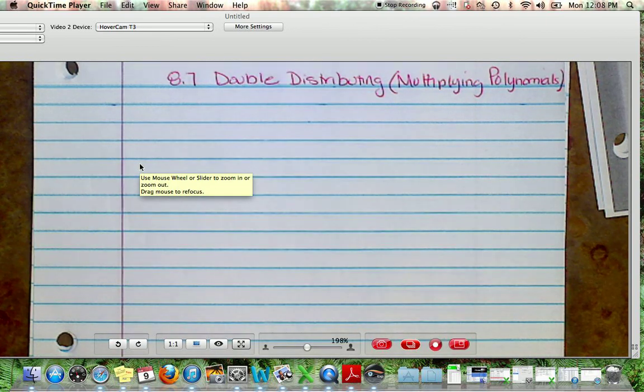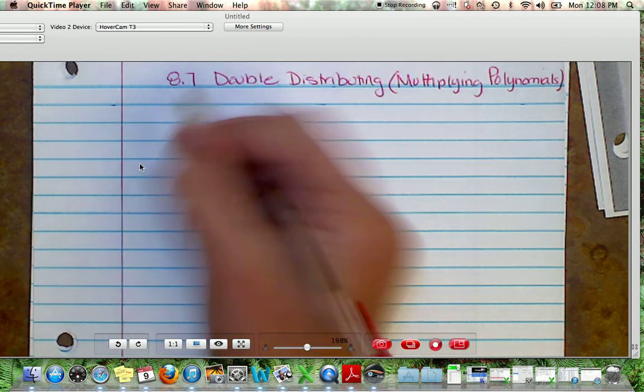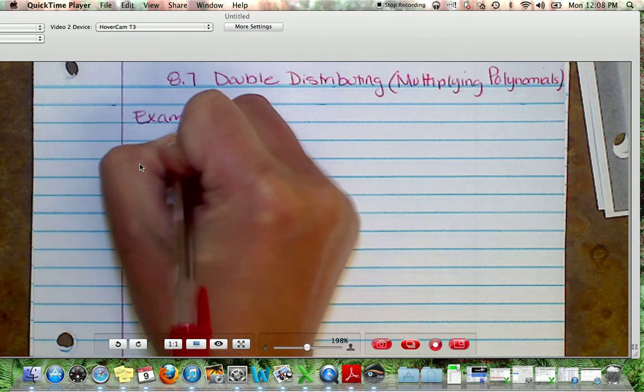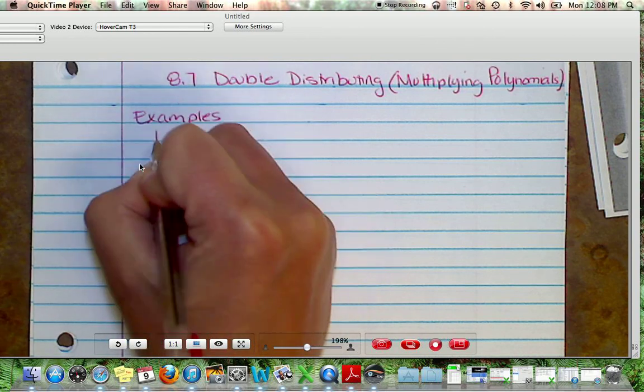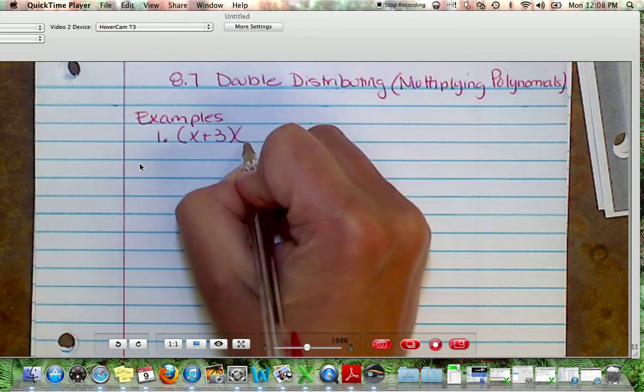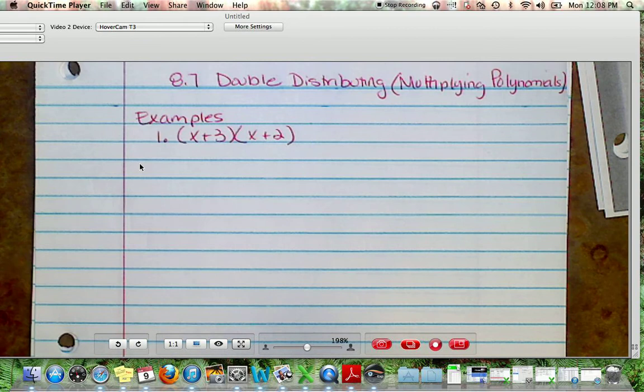When we are multiplying with polynomials, if we multiply a polynomial times a polynomial, then we can't just distribute anymore. We have to double distribute. So we'll go straight into the examples here. If we had this binomial, two terms, x plus 3, times this binomial, x plus 2, we can't just do a single distribution because there's really two going on.